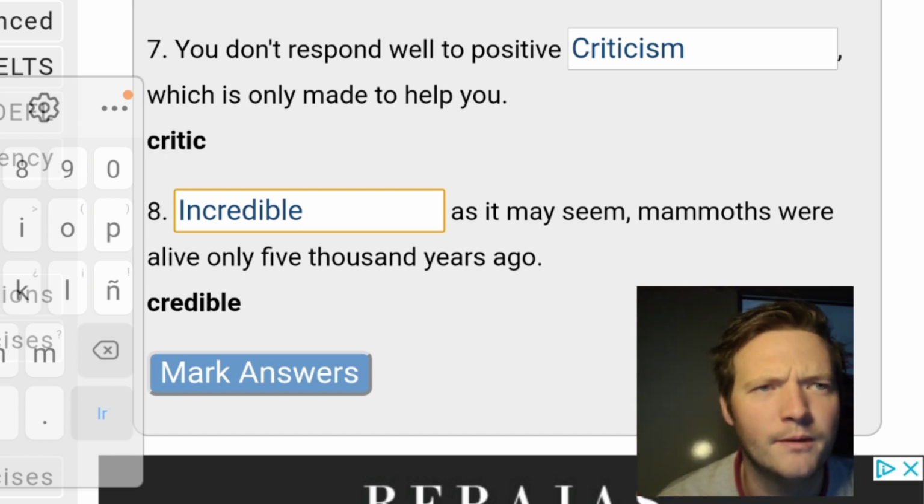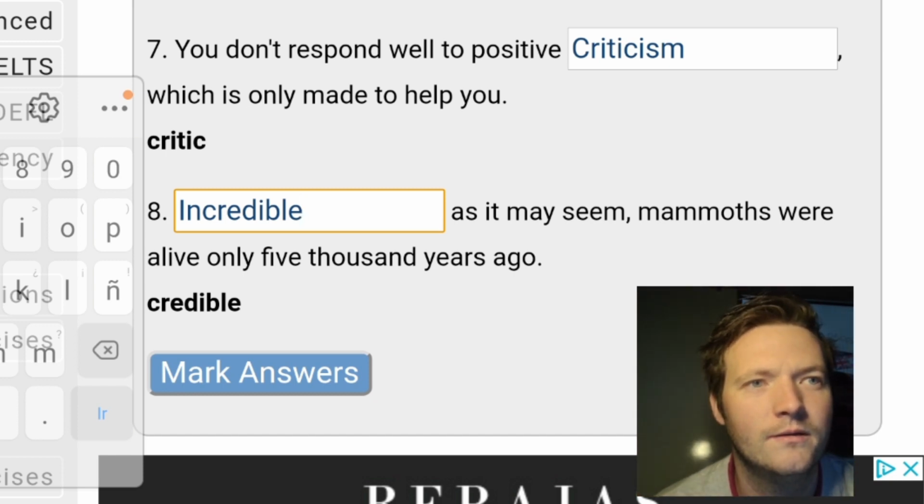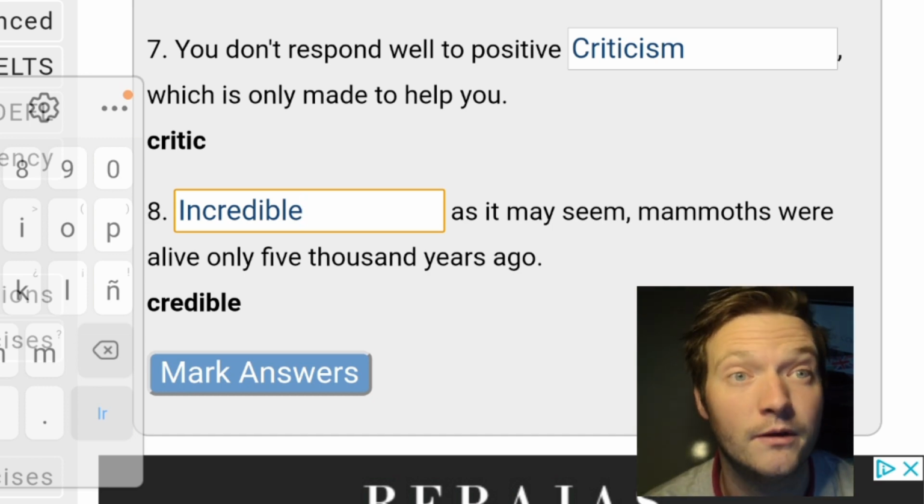Actually, that's just blown my mind. So does that mean that, like in the time of the pharaohs, there were woolly mammoths? Probably not in Egypt, though.